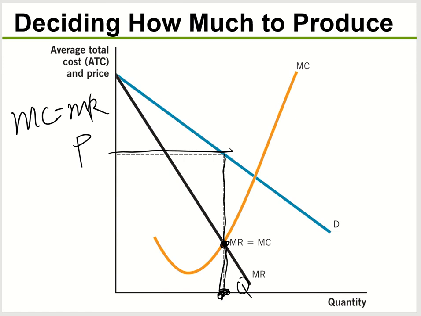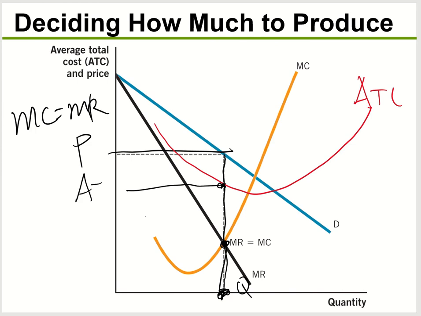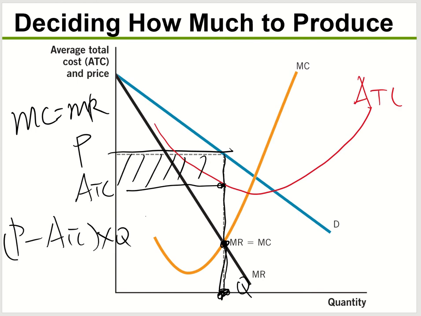And last step, let's suppose right here is my average total cost. Last step, you're going to find out what your average total cost is, at the same quantity. That will be right here. That is your average total cost. So profit equals price minus average total cost times quantity. This area here is the profit for the company.